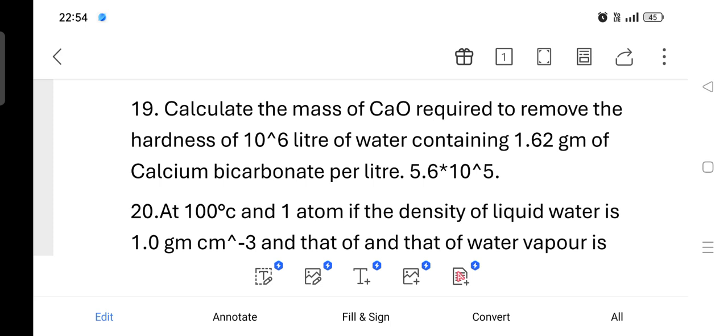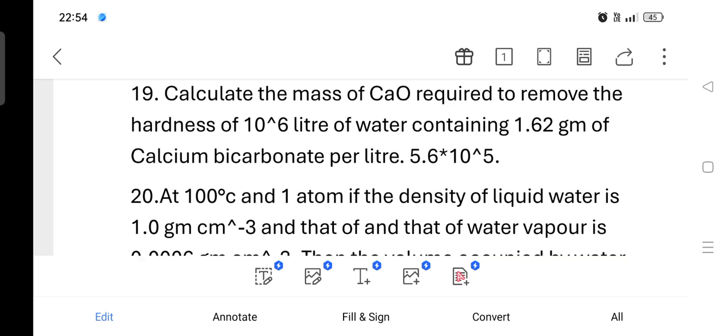Calculate the mass of CaO required to remove the hardness of 10 to the power of 6 liters of water containing 1.62 gram of calcium bicarbonate per liter. 5.6 into 10 to the power of 5.